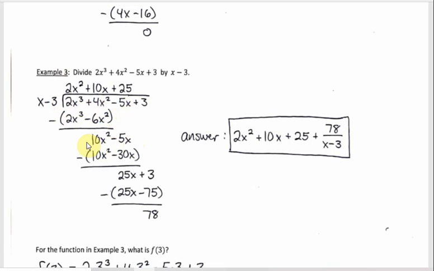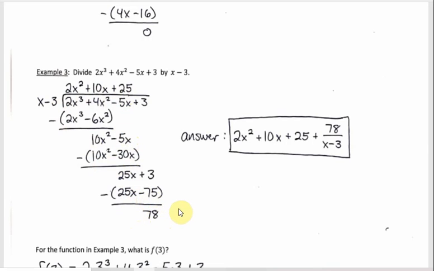You say, all right, well, then we need 10x next because 10x times x would give you 10x squared. So we need that, and then 10x times 3 is 30x. So 10x squared minus 10x squared, that'll be 0x squared. And then minus 5x plus 30x is 25x. And then we need a 25 because 25 times x will be 25x. And then 25 times 3 is 75. So when we subtract, we won't have any x term left, but then 3 minus negative 75 is 78.